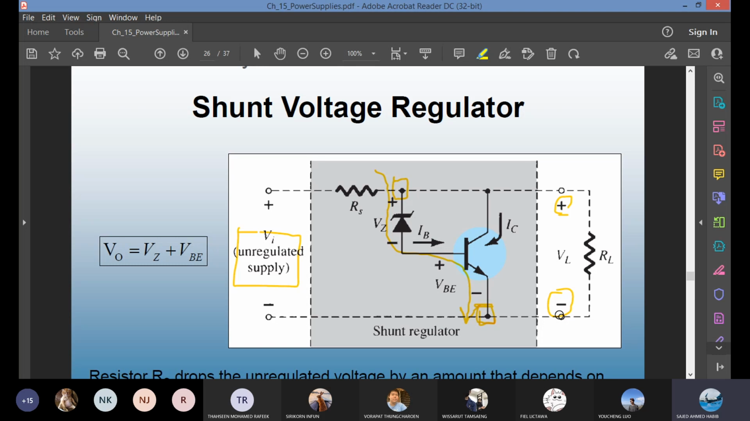But for this problem, the inner calculations are actually pretty simple. I'm going to clean up the picture again. As you can see, VL is Vout. VL equals Vout.